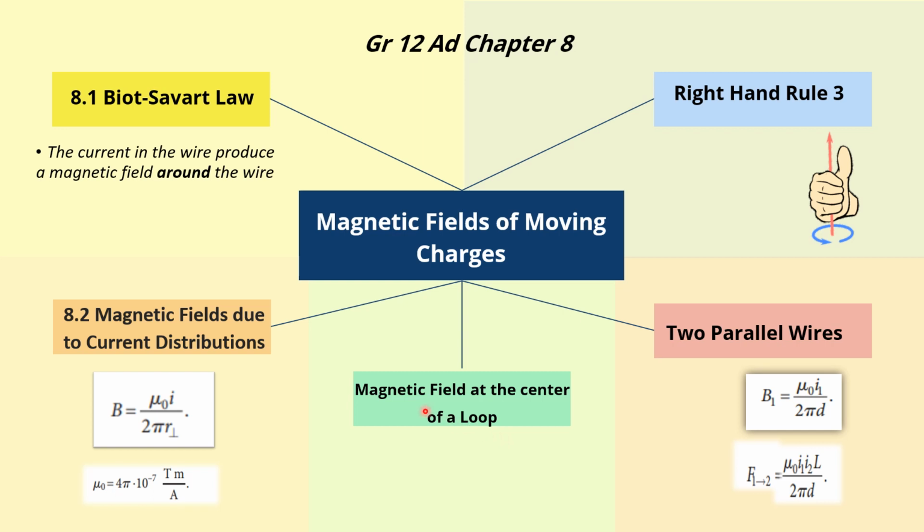And we come to the end of the chapter with the magnetic field at the center of a loop. Here we don't have a wire, but we have a loop. So again, the equation of the magnetic field created by that loop is equal to mu 0, which is the magnetic permeability, multiplied by the current I over 2r. R is the radius of the loop.